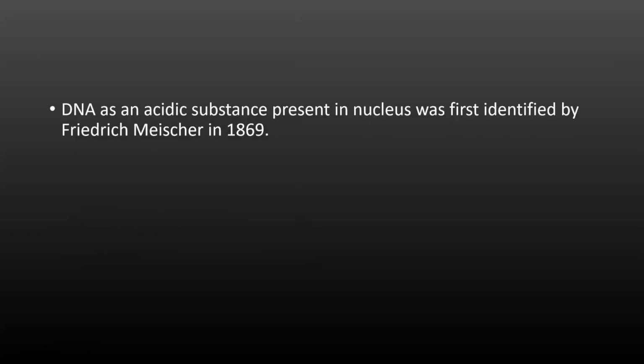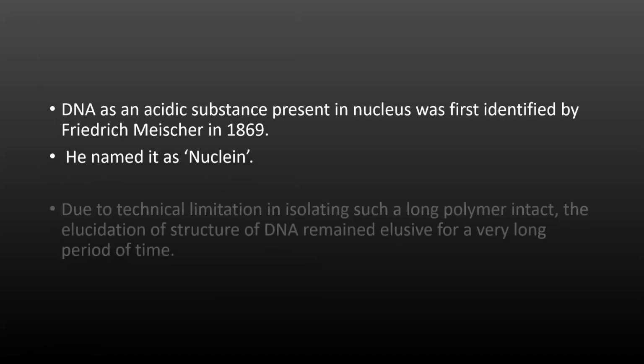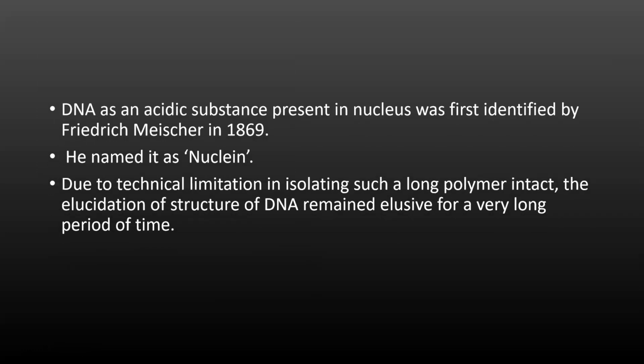Okay. Then last, DNA as an acidic substance present in the nucleus was first identified by Friedrich Miescher in 1869. He named it nuclein, since it was present in the nucleus. Now, due to technical limitations in isolating such a long polymer intact, they were not able to isolate it in full form. If you break it, they can isolate it, but not intact.